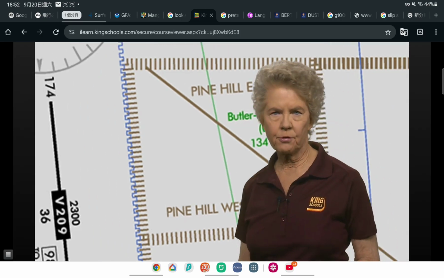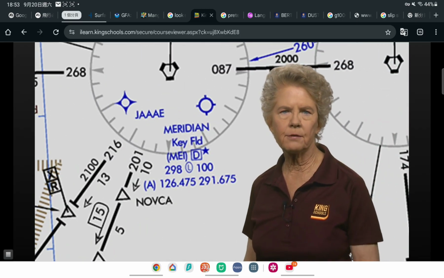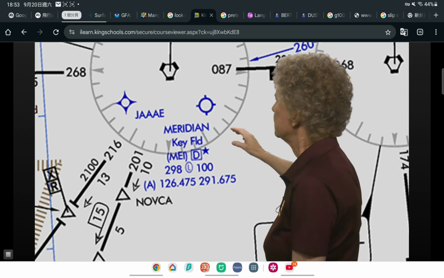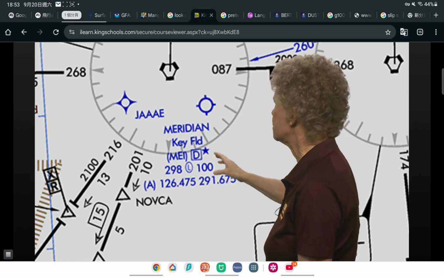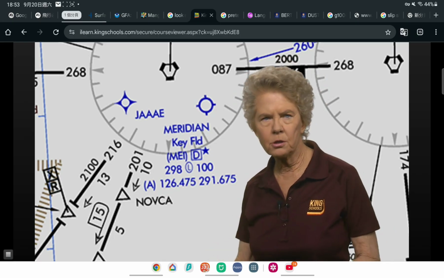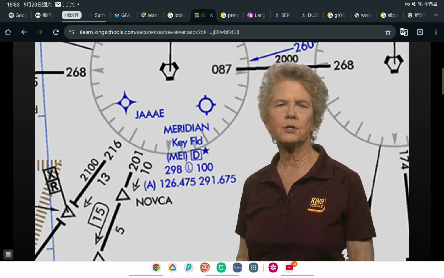Now let's look a little further west at Meridian Key Field near the Meridian VORTAC. And now you'll notice that the symbol and information for it is shown in blue. Airports shown in blue also have instrument approach procedures.